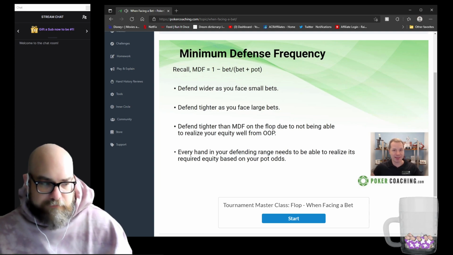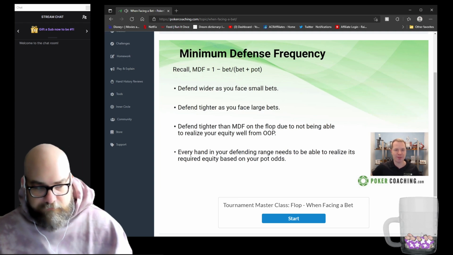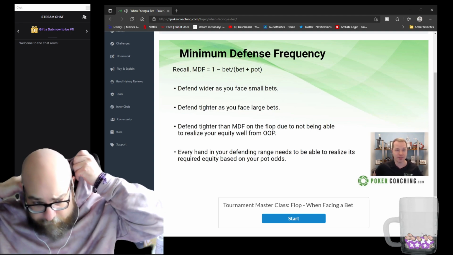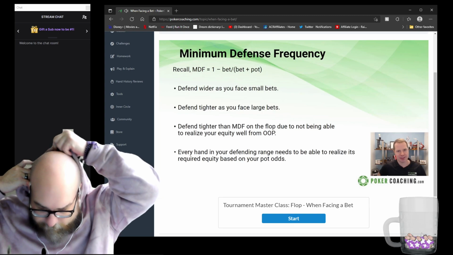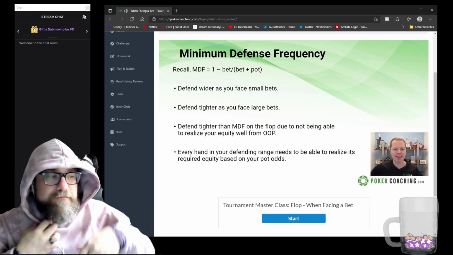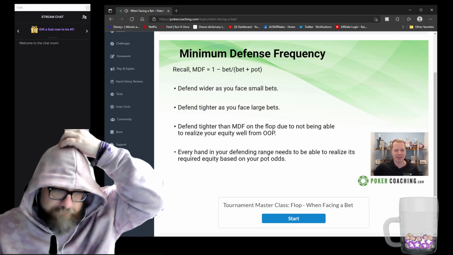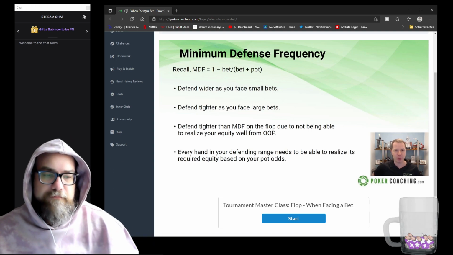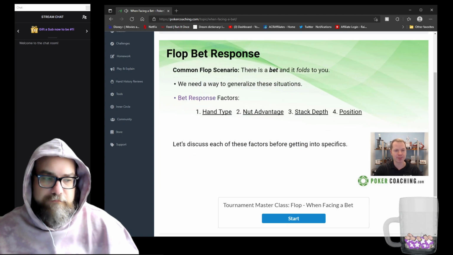So if your opponent bets, let's say they bet half pot, you know that you need to realize 25% equity in this scenario because you have to call 0.5 pot size bets to win a total of 2 pot size bets. That's 25%. So you need to make sure every hand that you're going to call with realizes 25% equity or more. And that very often will leave you under defending.